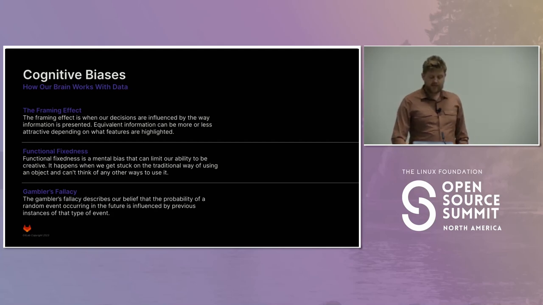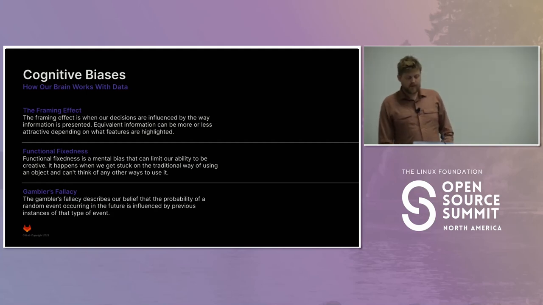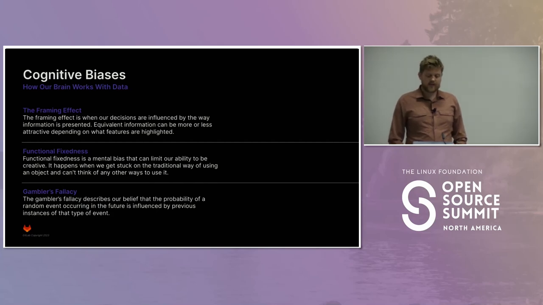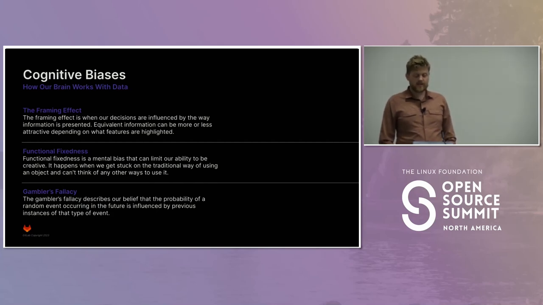Lastly, the gambler's fallacy. The gambler's fallacy is a belief that a random event occurring in the past influences the likelihood of that event occurring in the future. Our brains often pull memories from the past that seem correlated to the task at hand, yet often offer little to no insight into the current event.